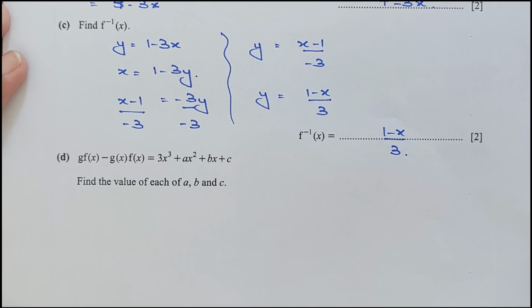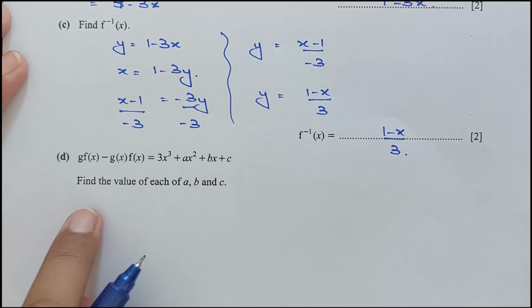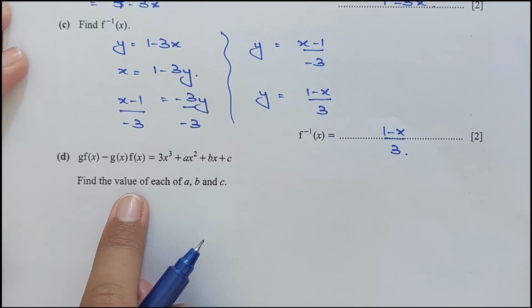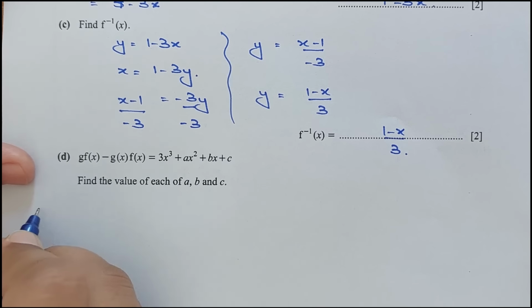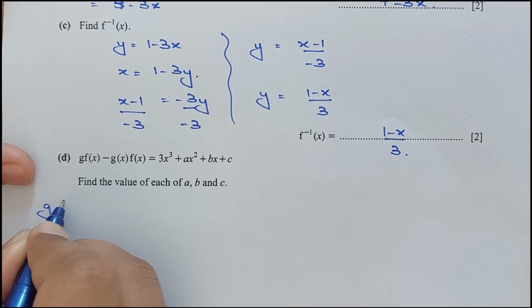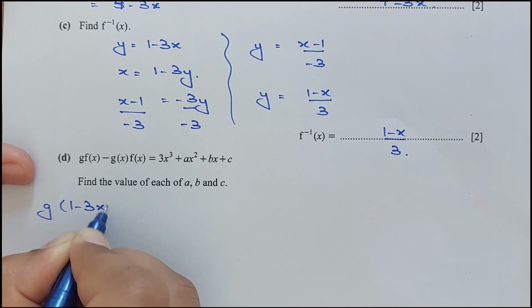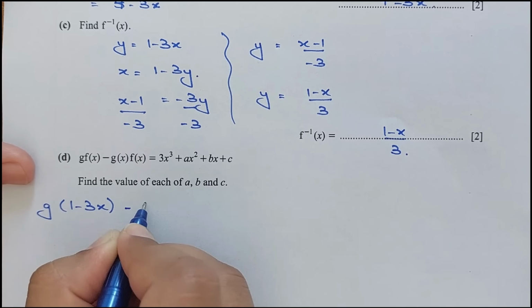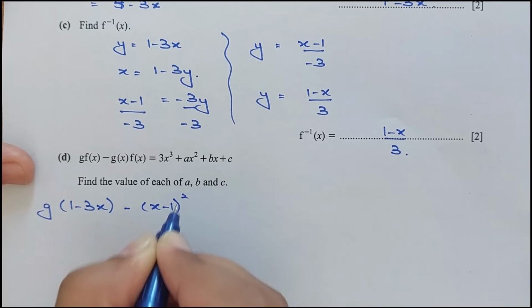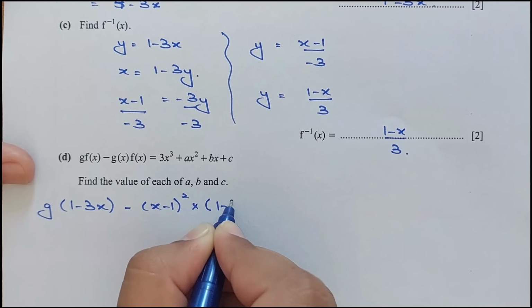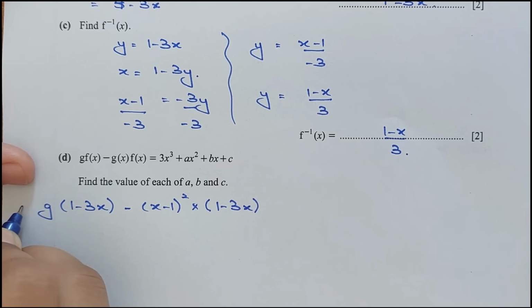Part D, g(f(x)) minus g(x) times f(x). Okay, this should be equal to the cubic polynomial. Find the value of each of a, b, and c. g(f(x)) is 1 minus 3x, minus g(x) is (x minus 1) squared, times f(x) is 1 minus 3x. We have to solve this.